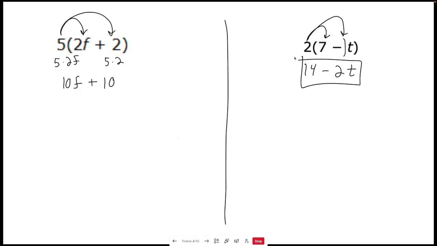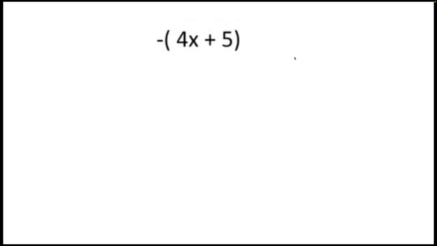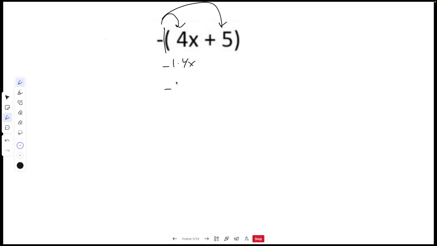Okay? So there's an invisible 1. There's a minus sign. The variable has been moved, but still same process. All right, for this problem, it doesn't look like there's a number in the front. It looks like there's just this negative sign. Well, remember that this is an invisible negative 1. So what we're doing is distributing this invisible negative 1 in the parentheses. So we're going to do negative 1 times 4x, which gives us negative 4x. And then negative 1 times positive 5, which is negative 5. So this is my final answer, negative 4x minus 5.